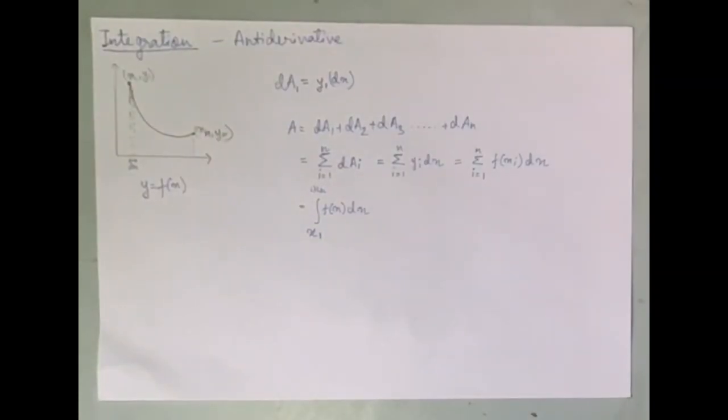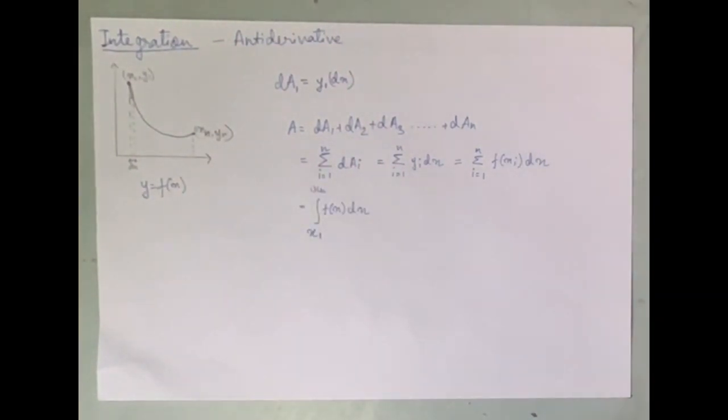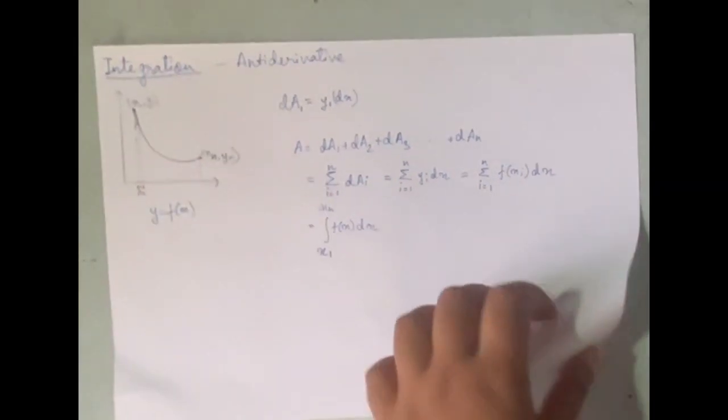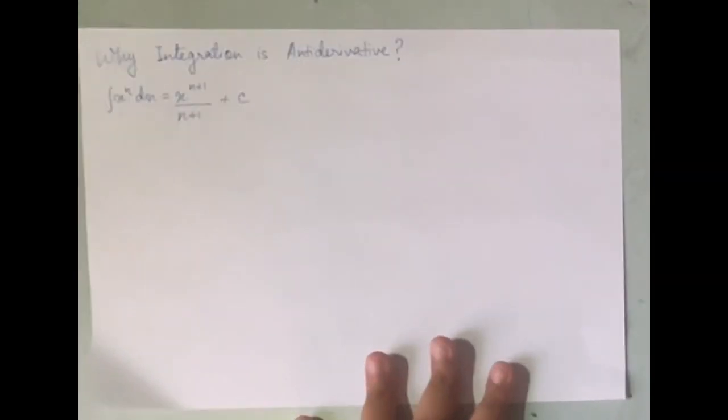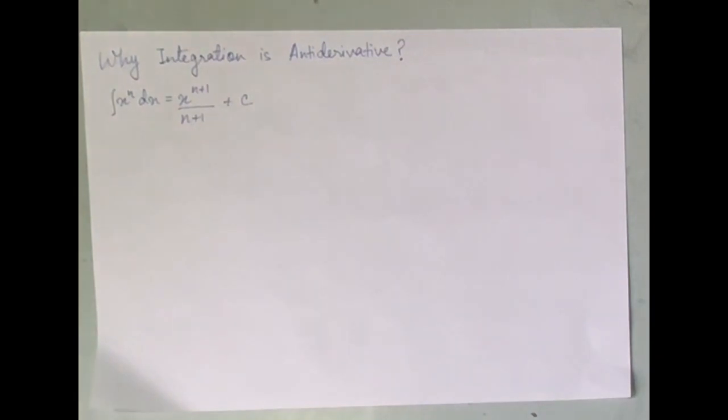Just have a look at the first page. Here I have written x1 to xn in this integration. This integration is called definite integration. And in indefinite integration, that is, when no limits are given, we get a constant.